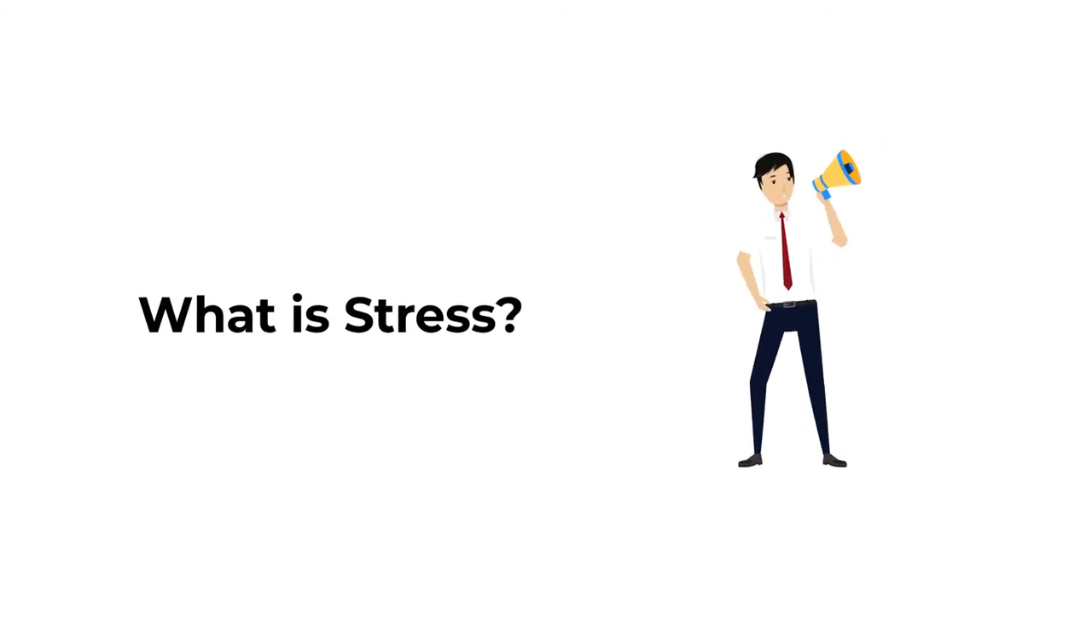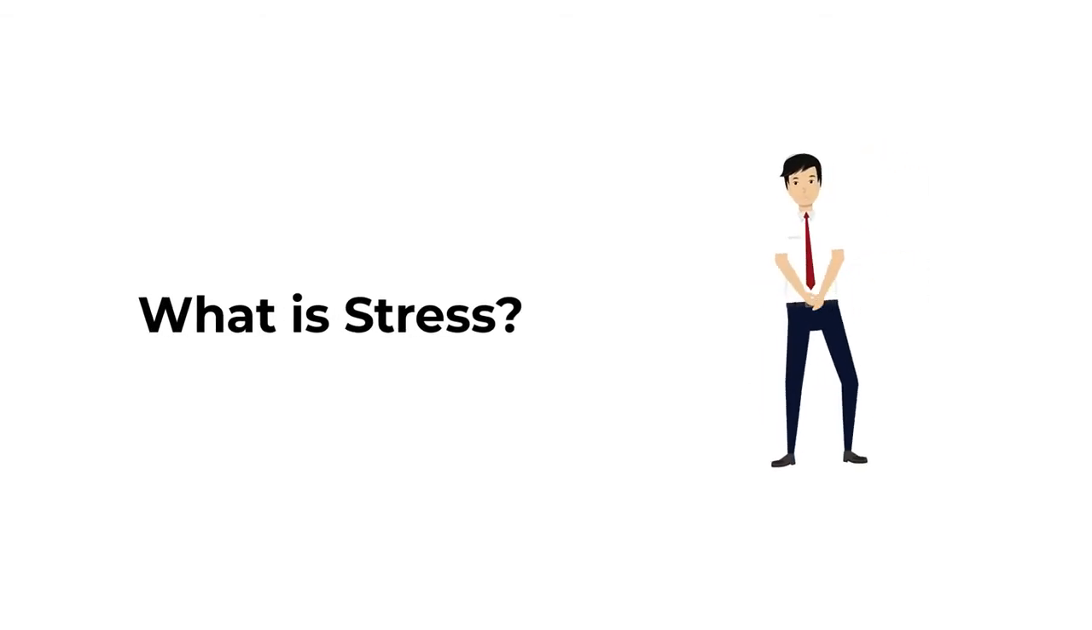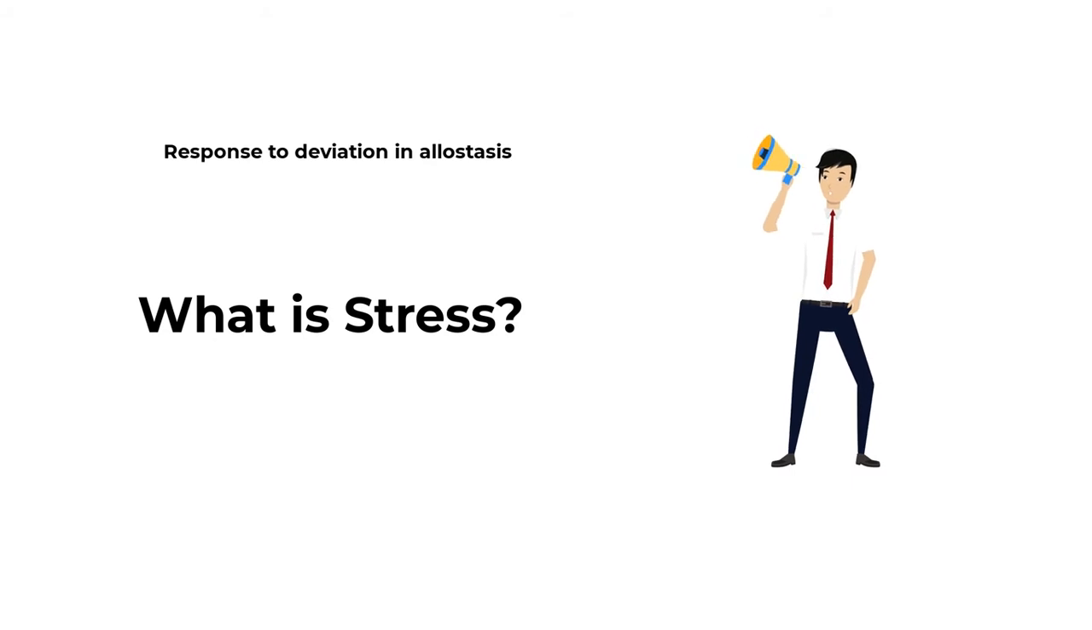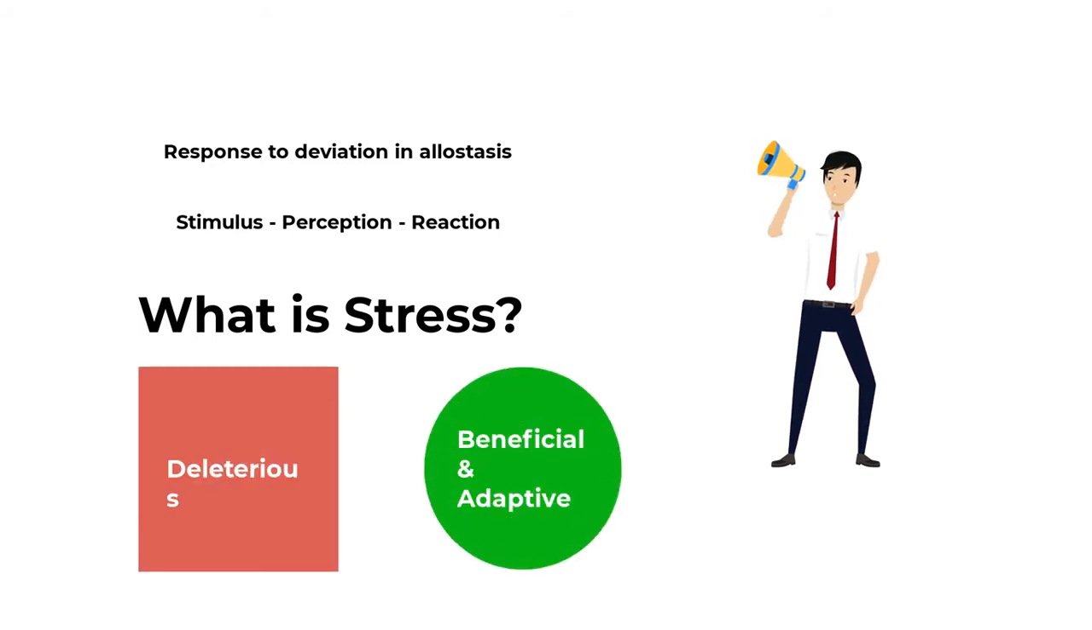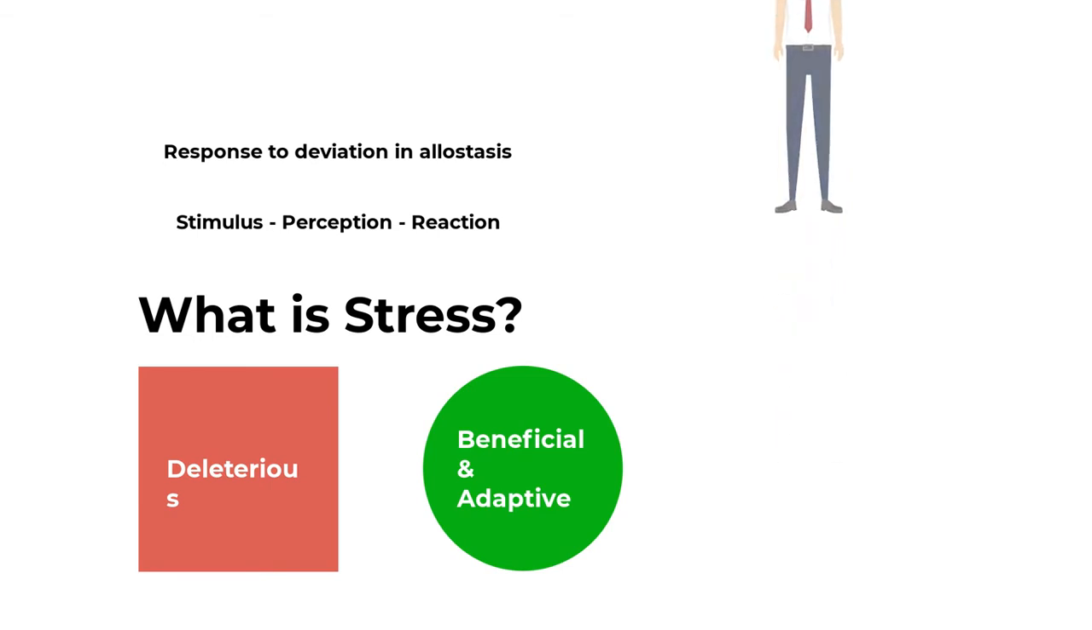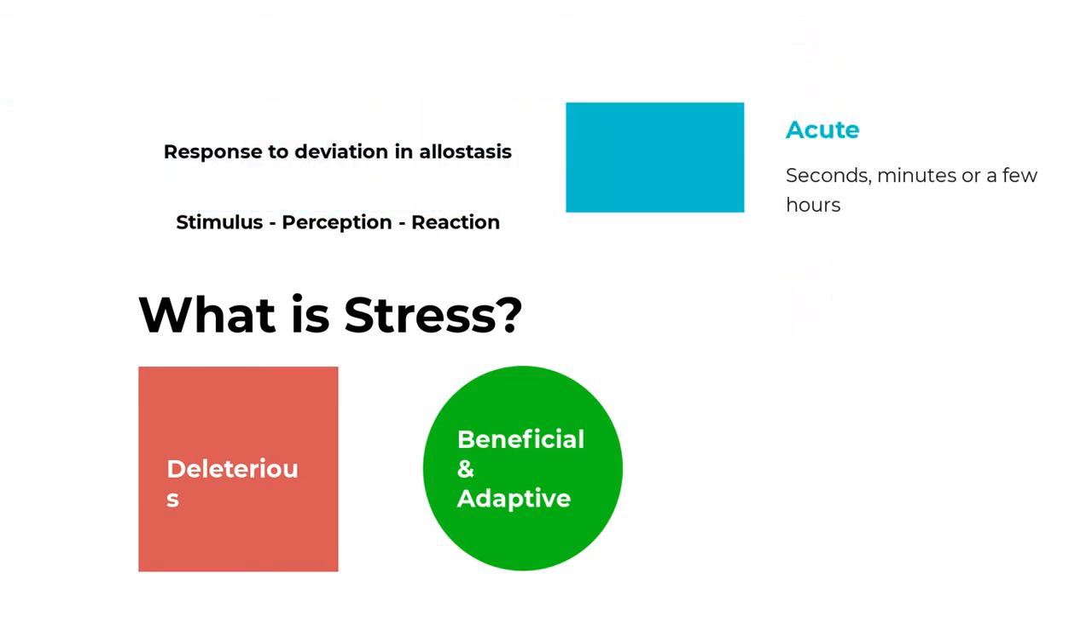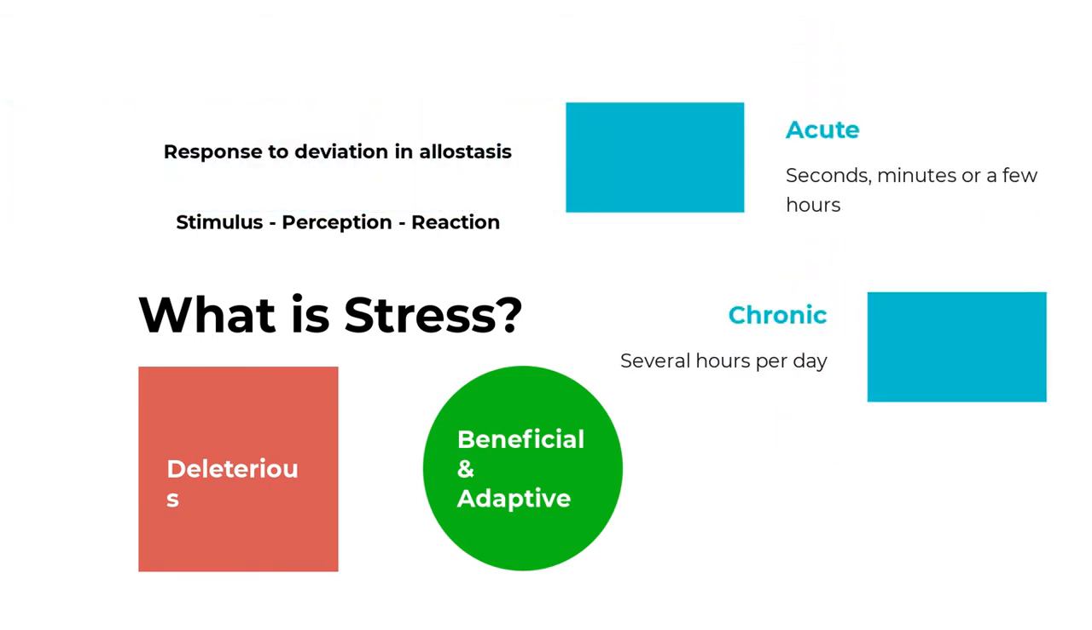So what is stress? It is the response to deviation in allostasis, which is the maintenance of homeostasis through adaptive change to perceived and anticipated pressures. The response involves a stimulus precipitating a reaction in the brain that activates our fight or flight systems. Stress can be deleterious or beneficial as it pertains to survival. It can be acute, lasting seconds to a few hours, or chronic, lasting several hours per day for a prolonged period of time.